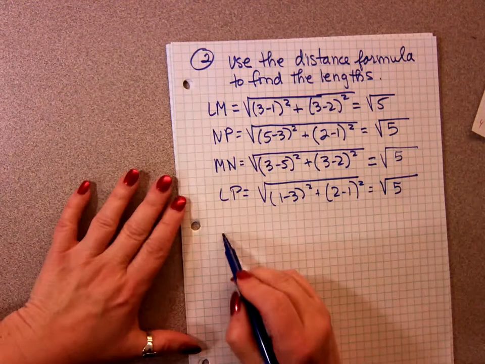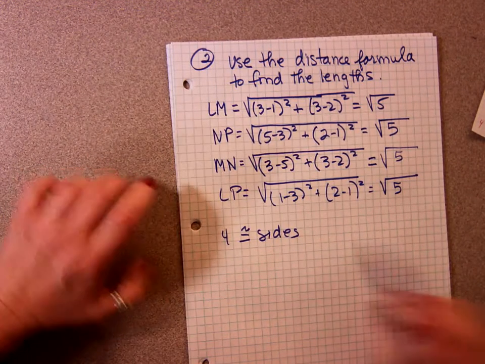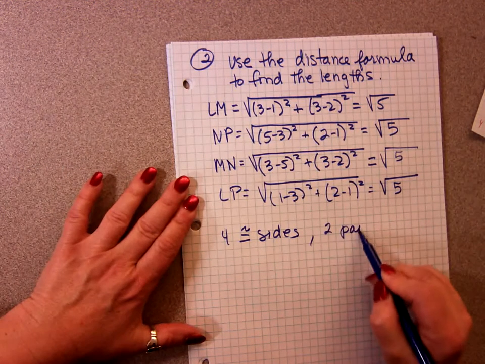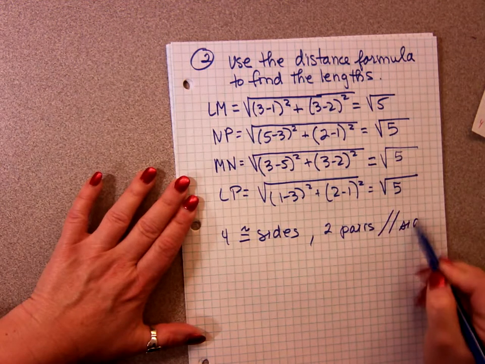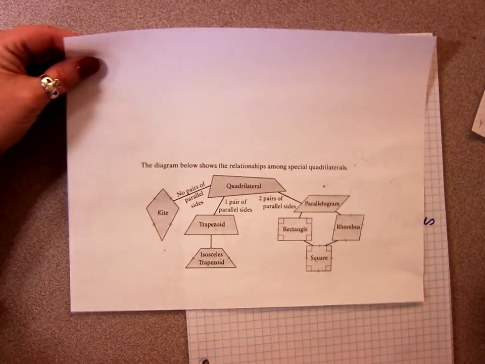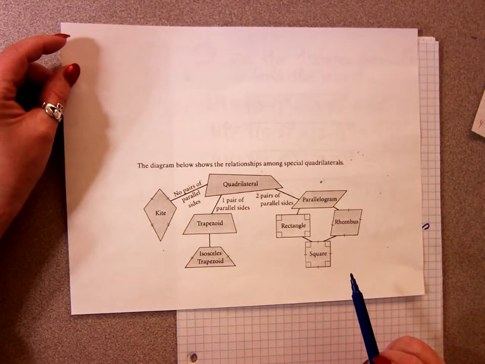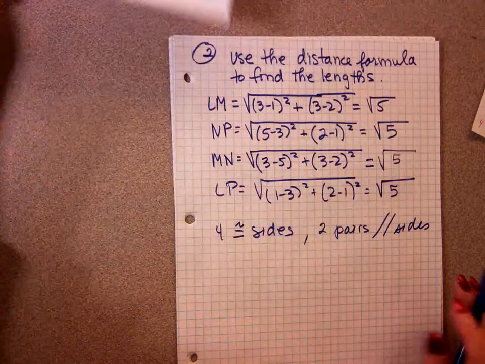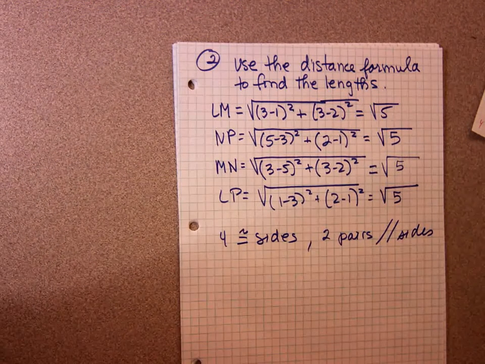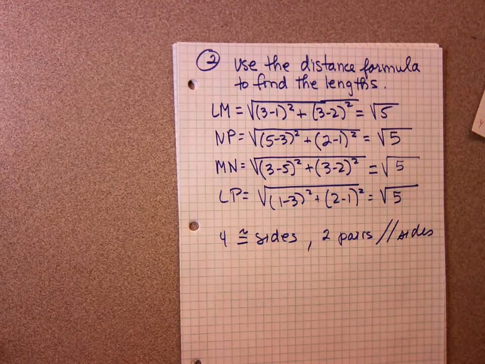So what have we got? We have 4 congruent sides and 2 pairs of parallel sides. So according to our diagram, our figure is a rhombus. I'll give you a minute here to catch up with me. And this is the end of section 6-1.